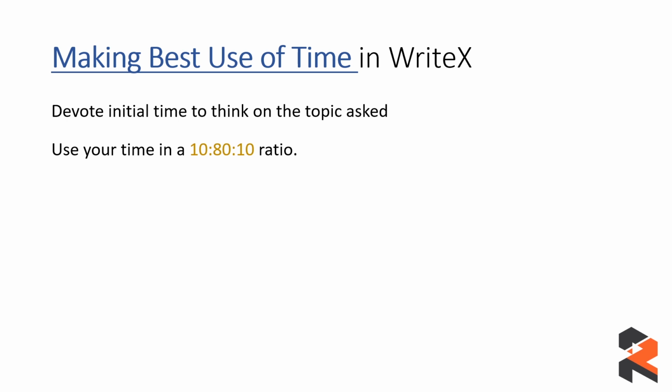Now, why is this important? You have 20 minutes assigned to you, and talking about the minute distribution, first of all you should devote 2 minutes at least to think about the topic. Use the 16 minutes you have available, that is 80% of your time, and then use the last 10%, that is the 2 minutes, to have a check on everything you wrote. That is the time distribution which I would like to give, but it is not a strict time ratio. You can do it the way you like, but that would be a recommendation from my side.